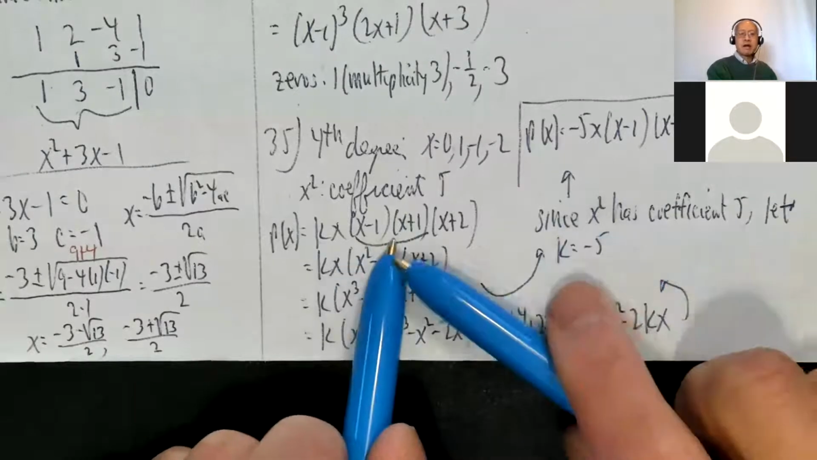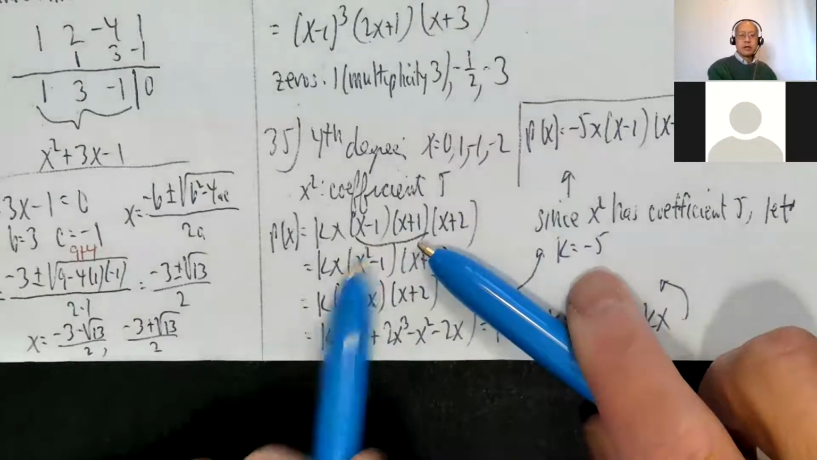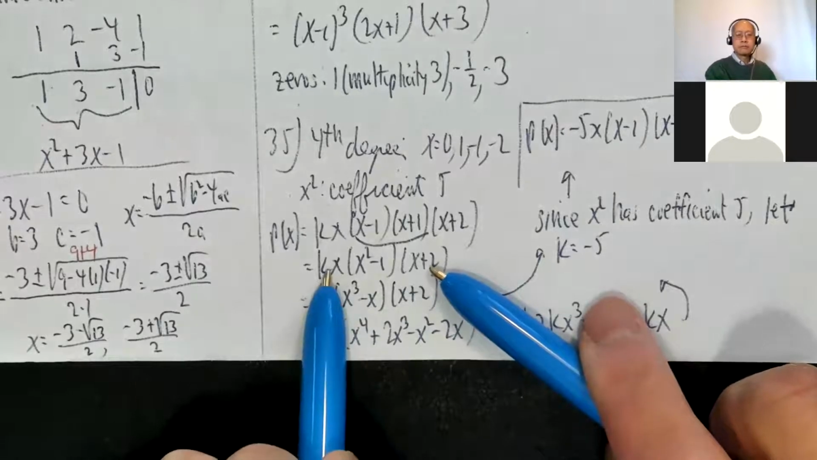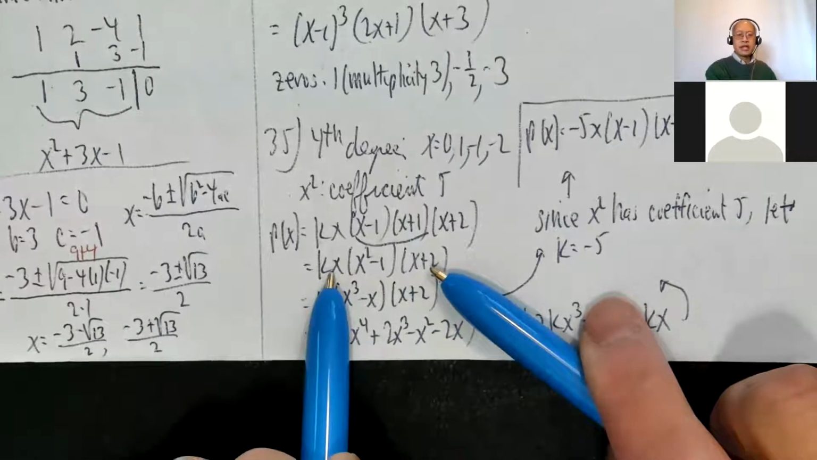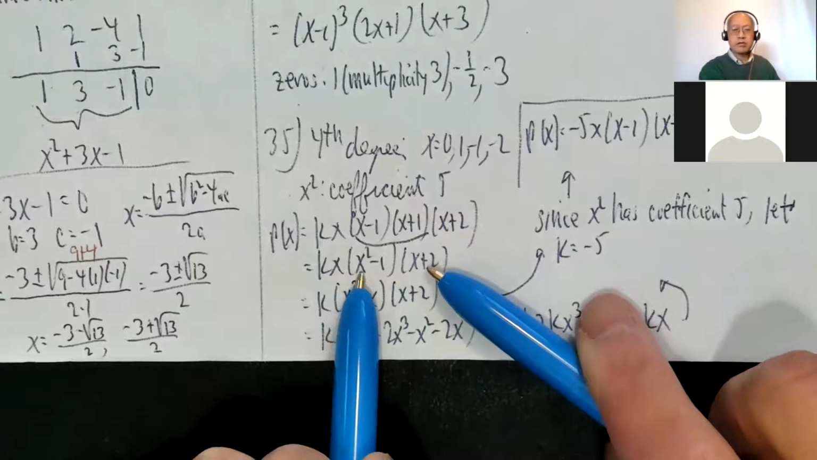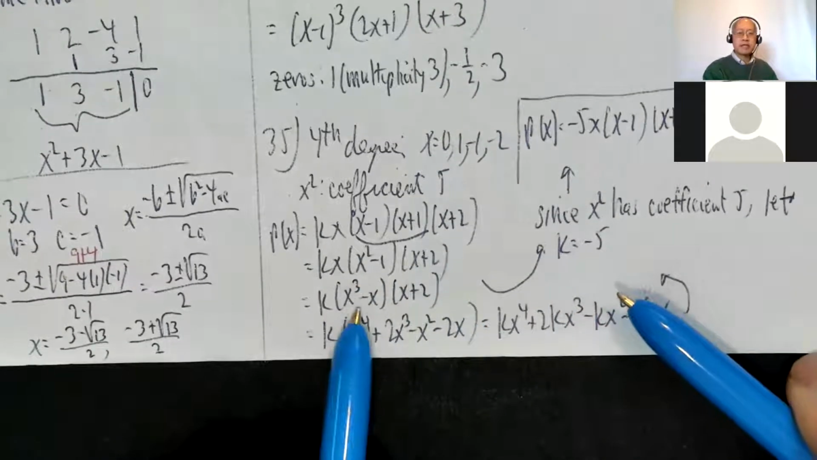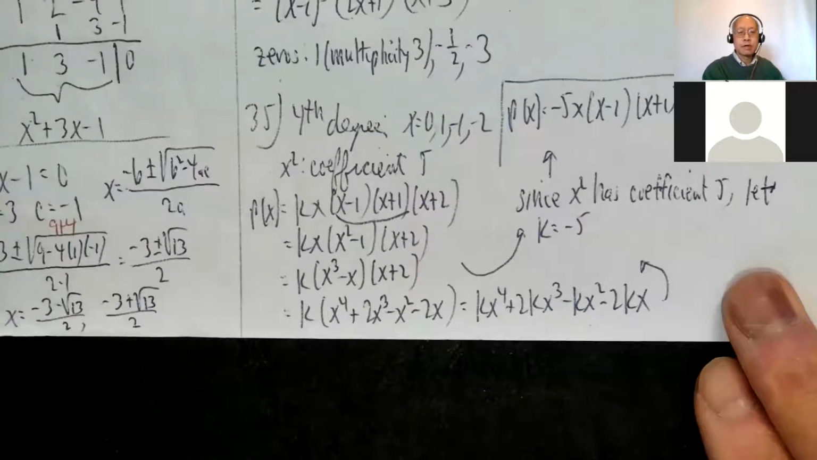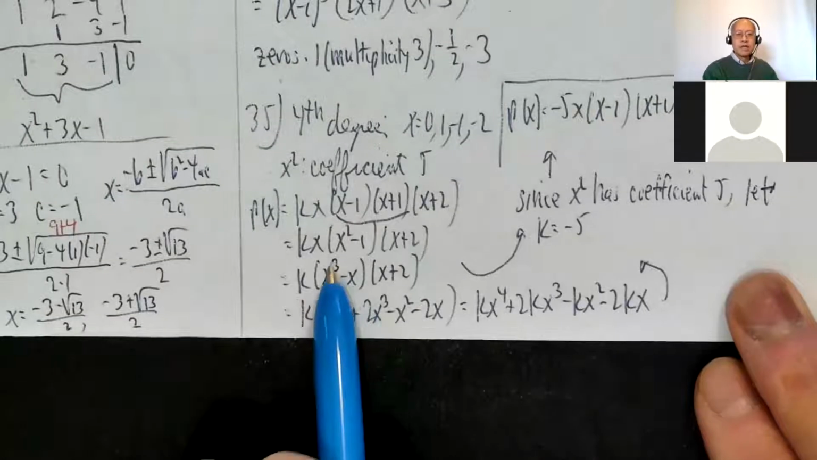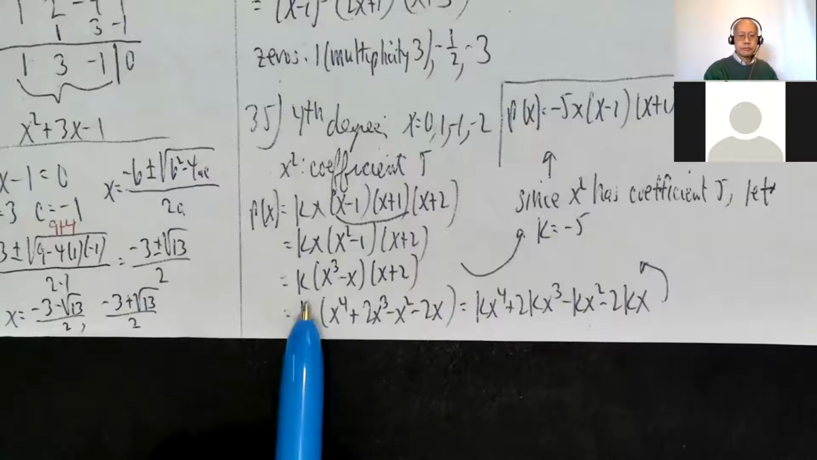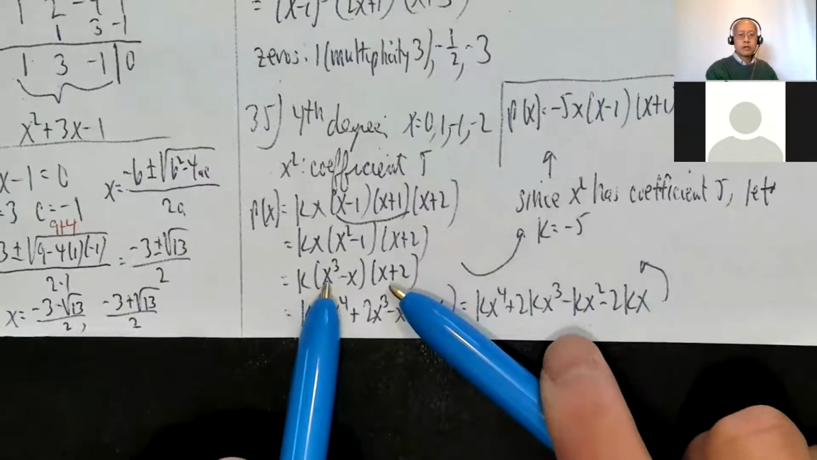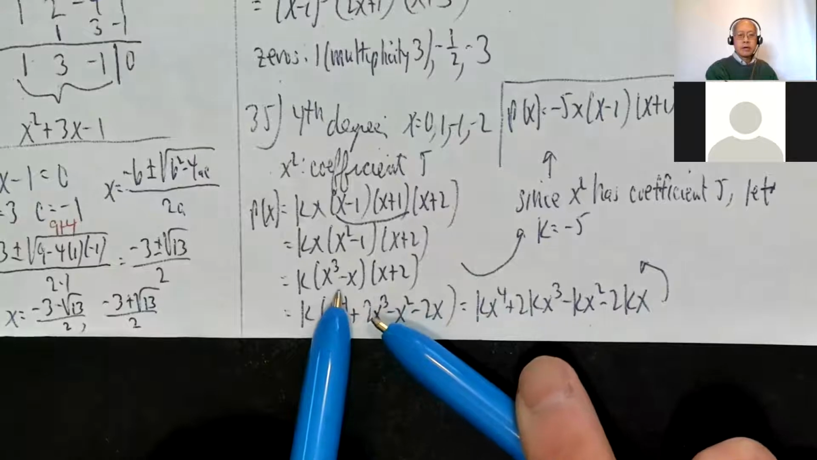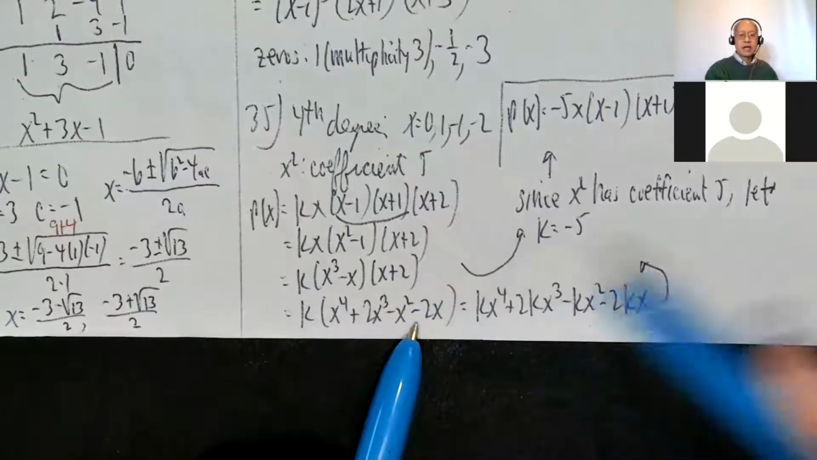Okay, I multiplied out x minus 1, x plus 1. That's a difference of squares. So kx, x squared minus 1, x plus 2. Then I distribute the x to the x squared minus 1. So x times that is x cubed minus x, x plus 2. Okay, equals k times, then I FOIL all this out. So first, x to the fourth, outer 2x cubed, inner negative x squared, last negative 2x.